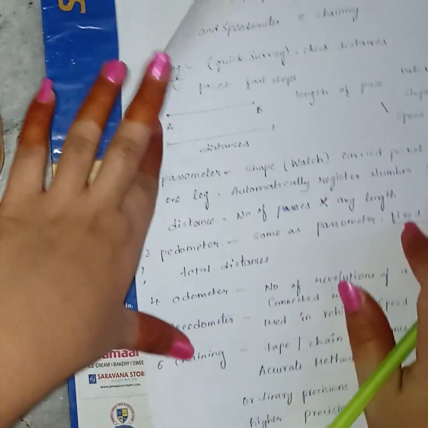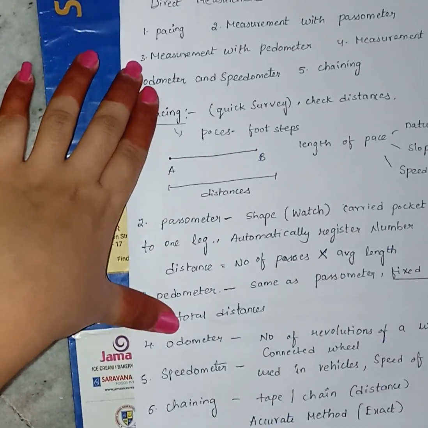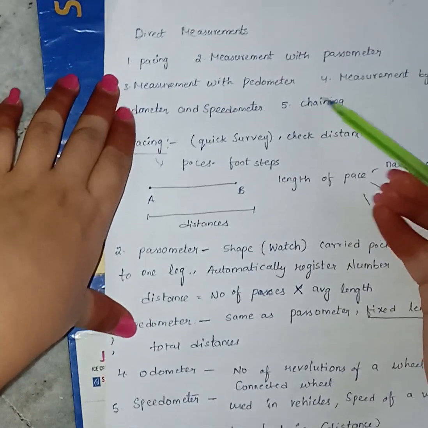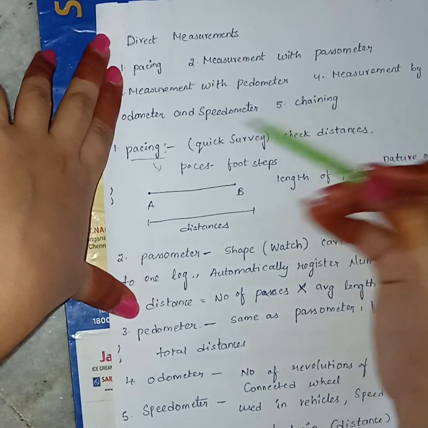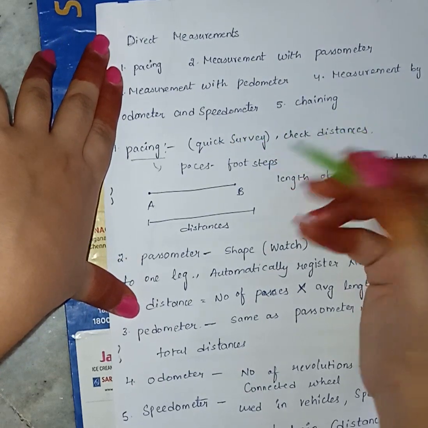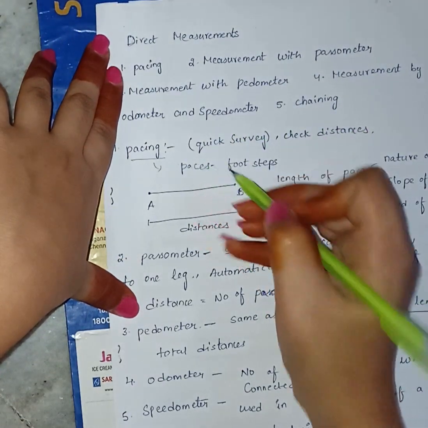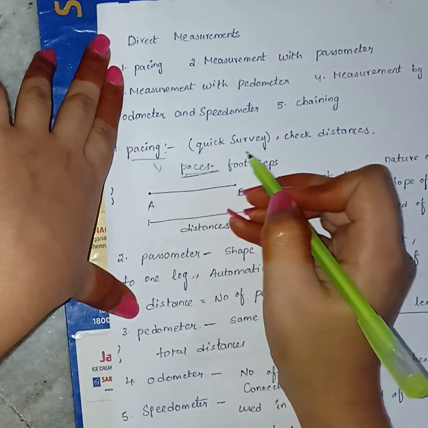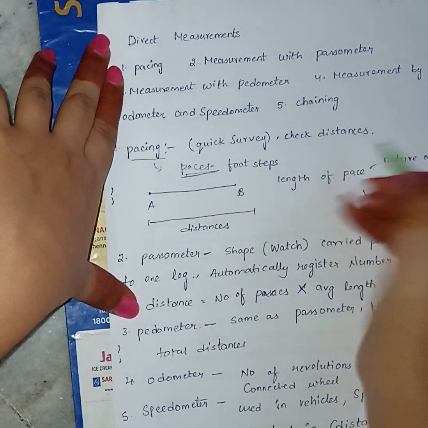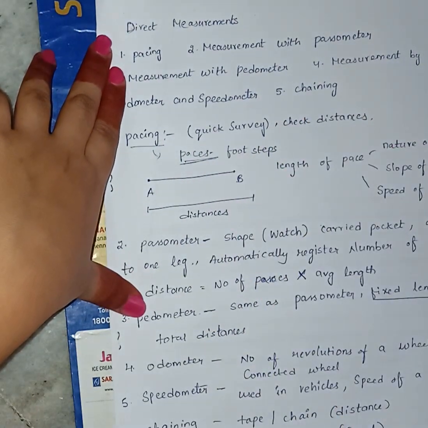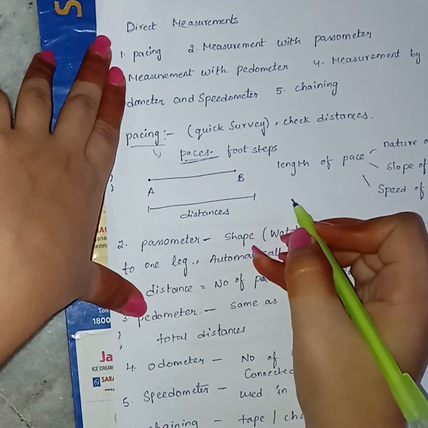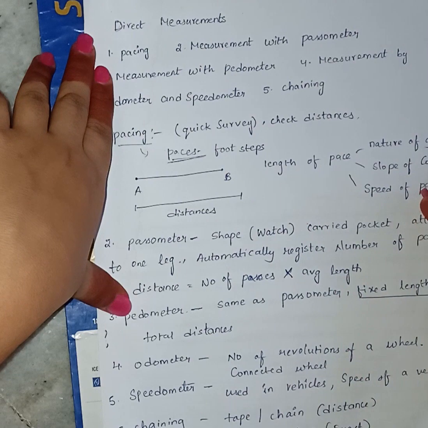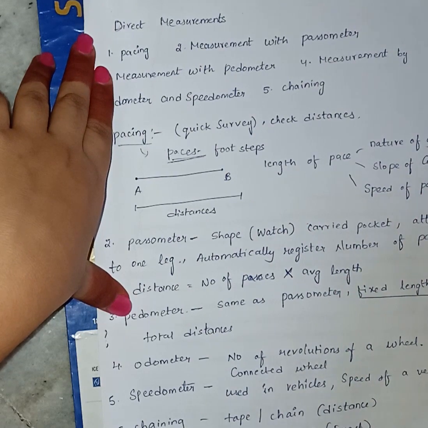So in this video I explained the different kinds of direct measurement, that is pacing, measurement with passometer, measurement with pedometer, and measurement by odometer and speedometer. Next is chaining. In pacing, paces mean footsteps. In pacing, the survey can be done very quickly. It is also used for checking distances. We count the number of paces with our foot and the distances are calculated. The length of a pace depends upon the nature of the ground, the slope of the country, and the speed of pacing.